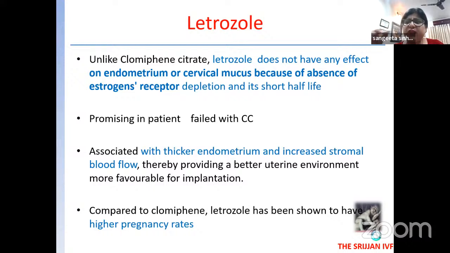So I think most of the infertility specialists have shifted from clomiphene citrate to letrozole. I'm not going into detail of the stimulation. Yes, we do the baseline scan, and if the patient is young, we start letrozole 2.5 milligram, or you can start 5 milligram a day for 5 days.